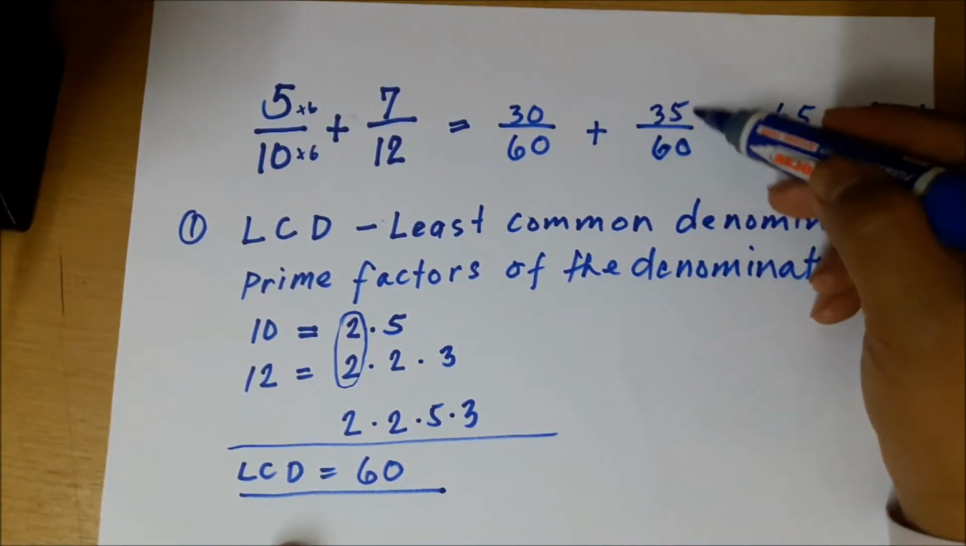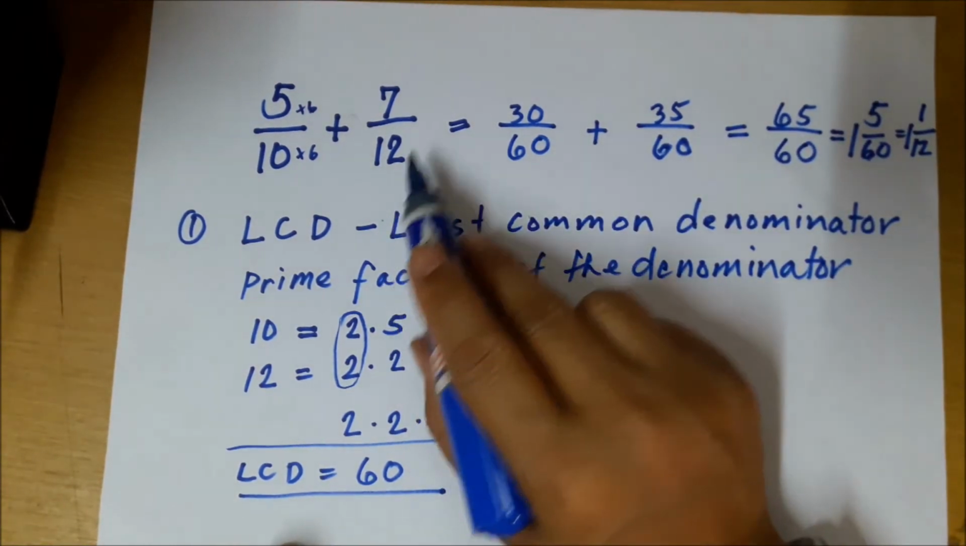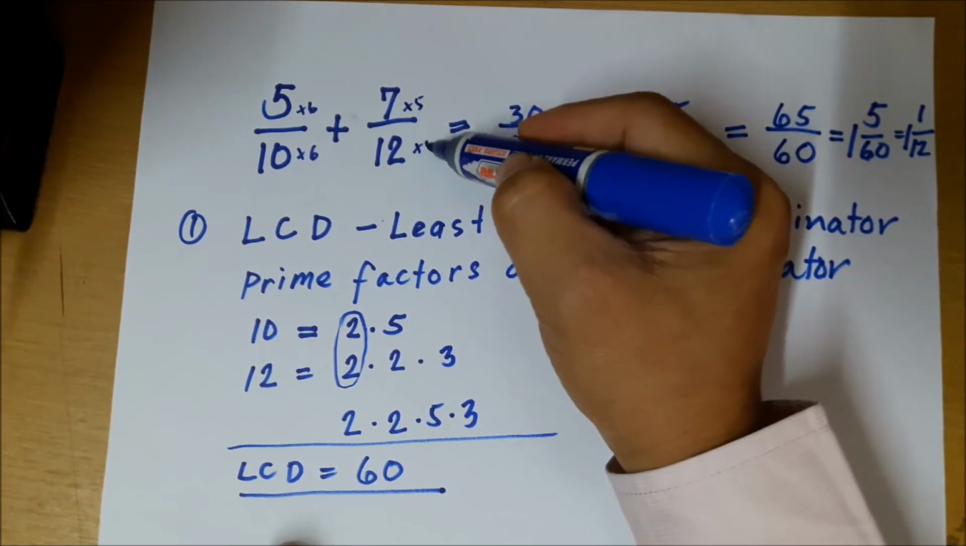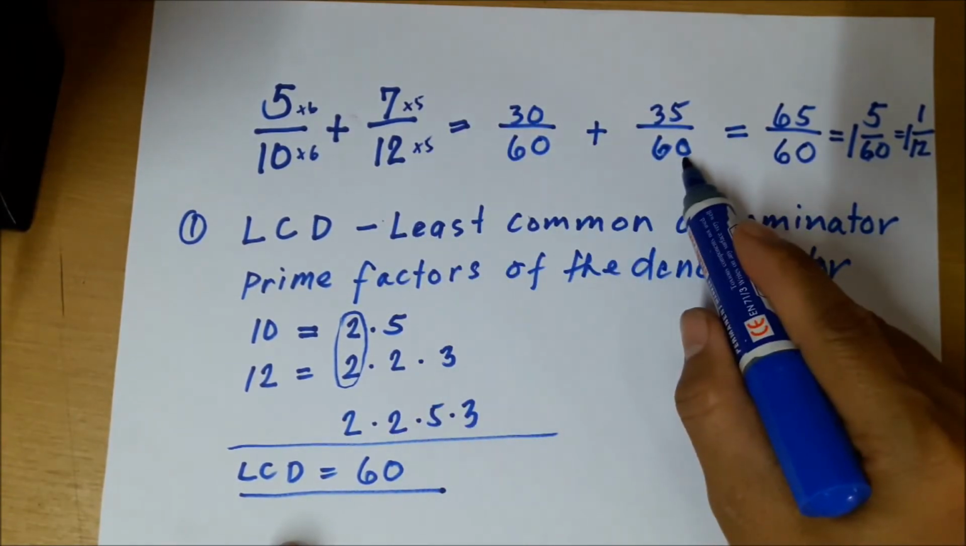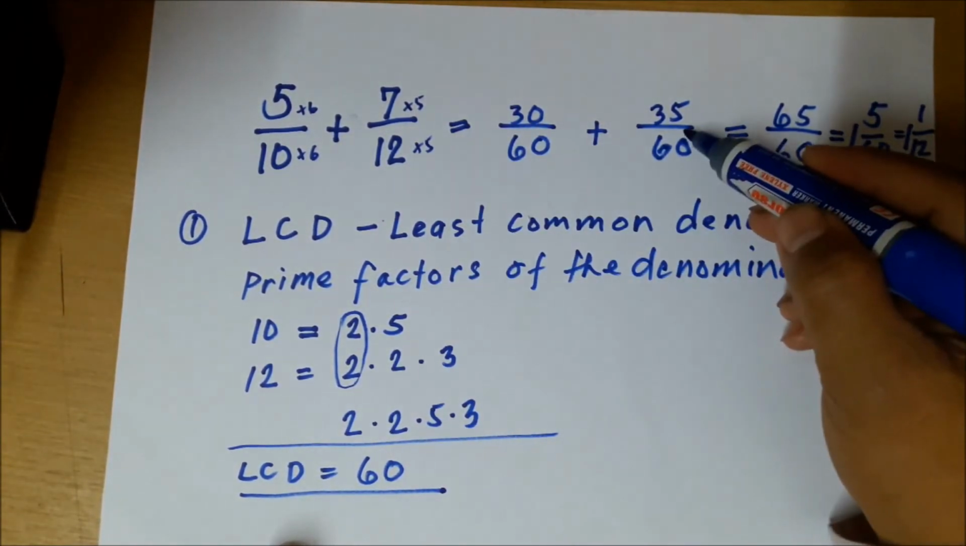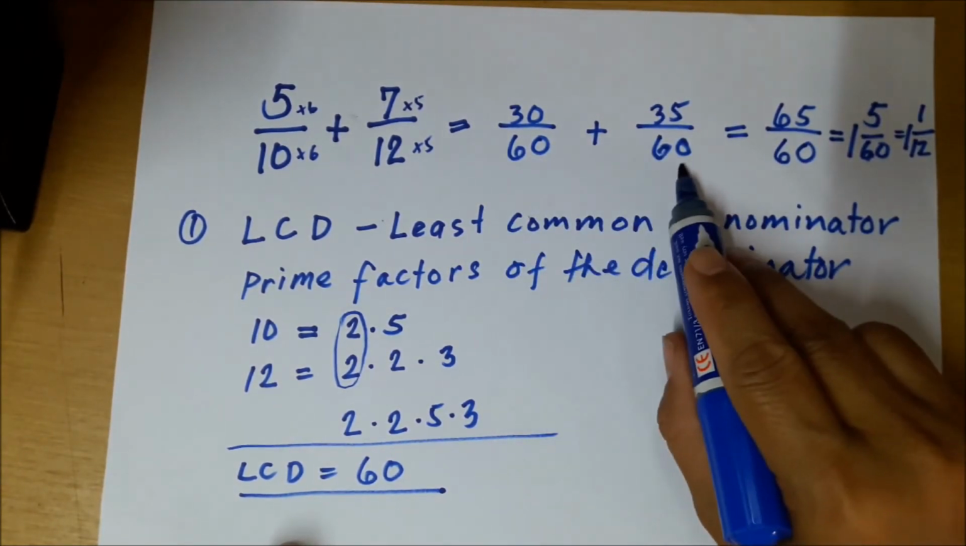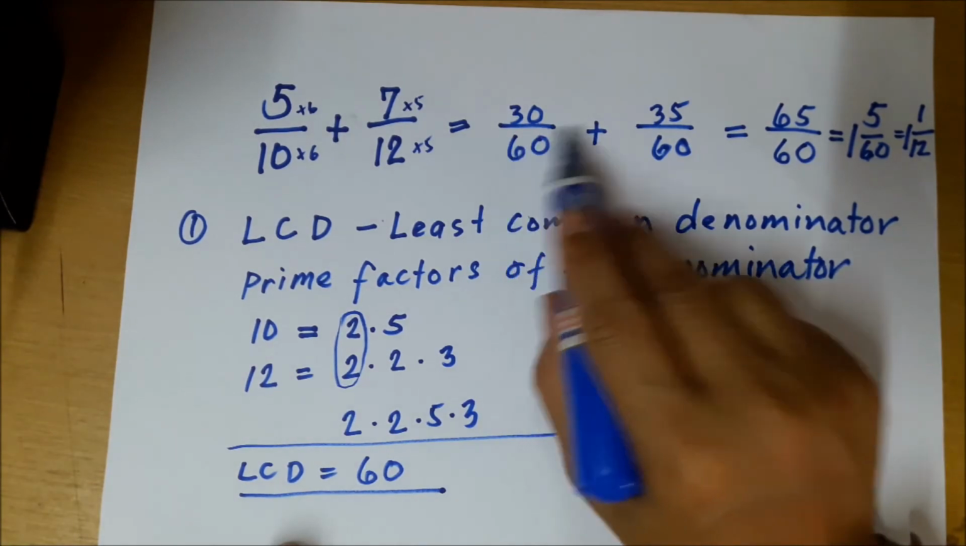And to get 35 also, we multiply 12 by 5. So this one, multiply also by 5, right? 12 times 5, you get 60 there. 7 times 5, 35. Okay, so we've now got the same denominators. Therefore, we can now add the fractions.